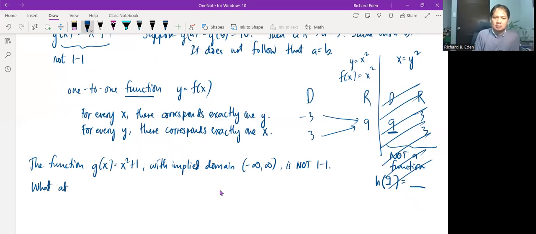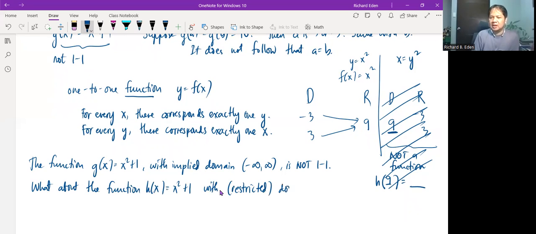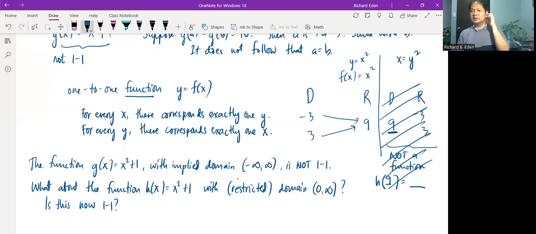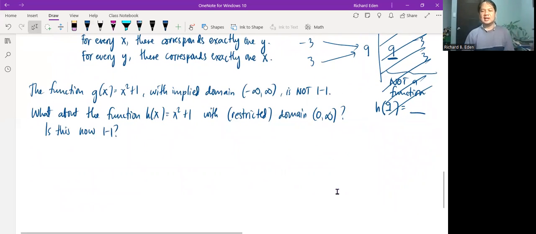What about the function h of x equal to x squared plus 1 with restricted domain 0 to infinity? Is this now one-to-one? Okay.